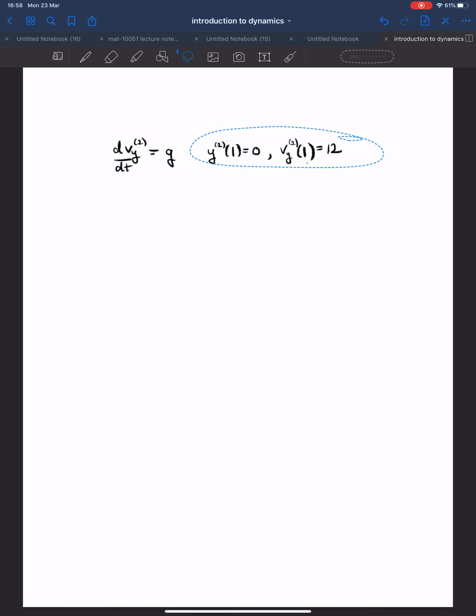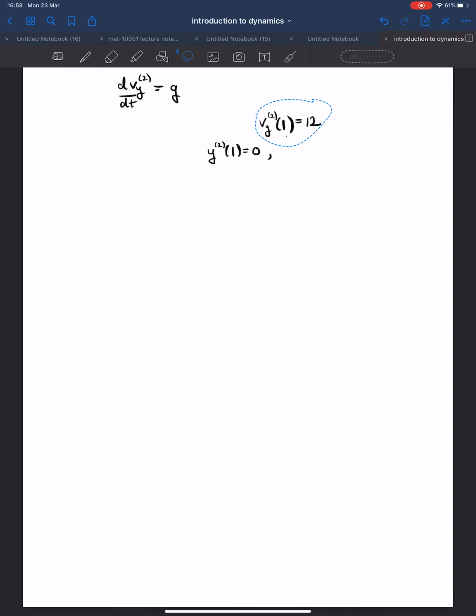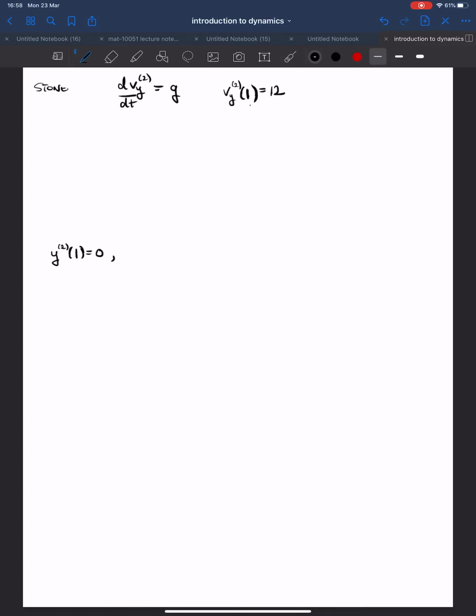Okay, and with these initial conditions, hang on, there we go. So we have this, and this comes later. So, stone 2. Now, have a look at what we do. So, usual step, integrate with respect to t.